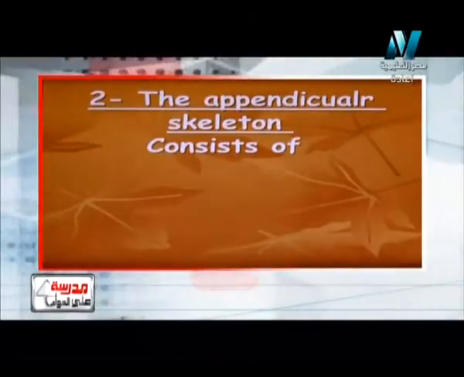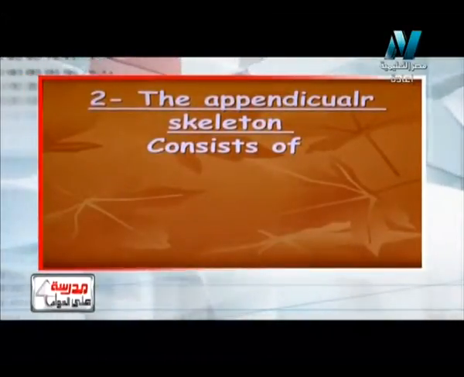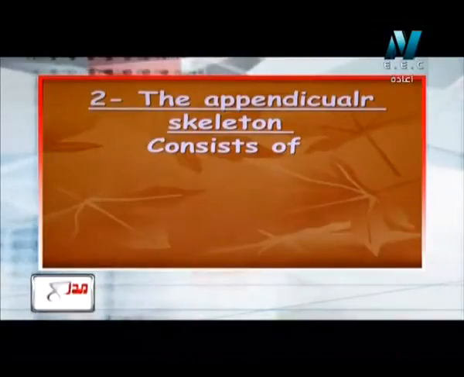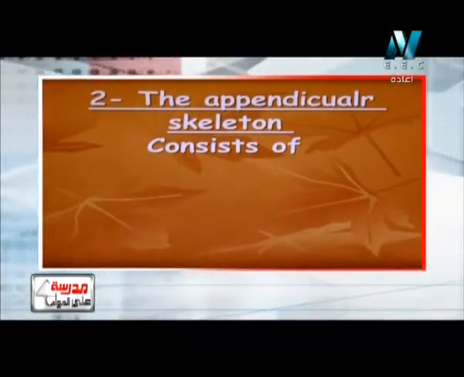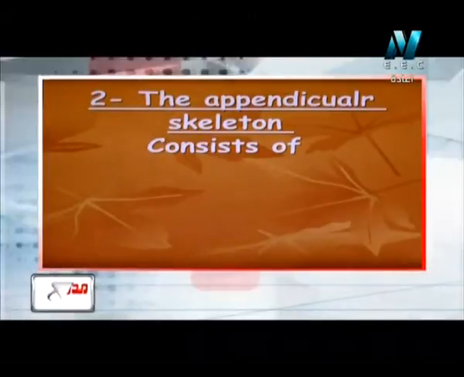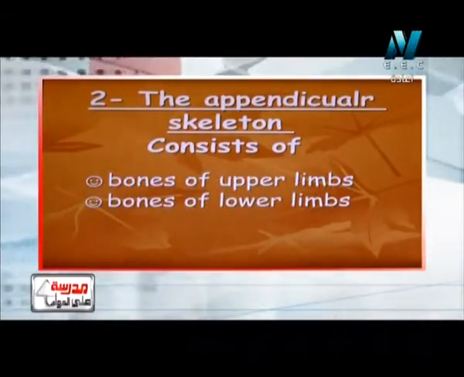Okay, so now let us talk about the appendicular skeleton, or the limbs. We have 4 limbs. It consists of the bones of the arms.